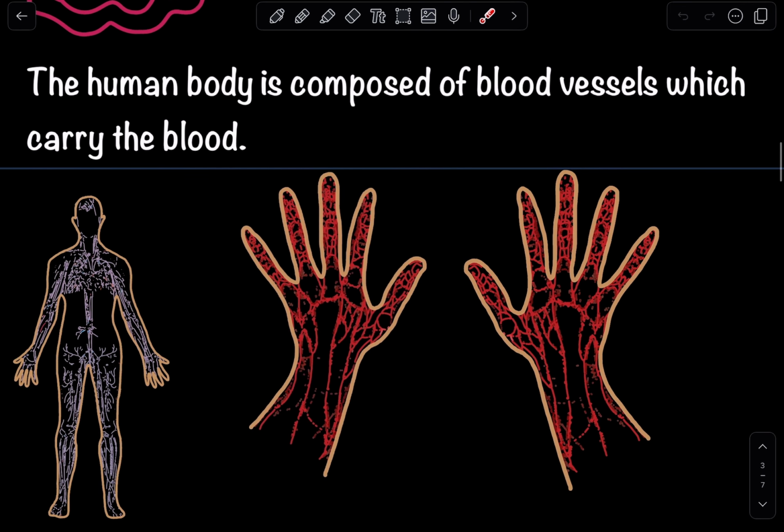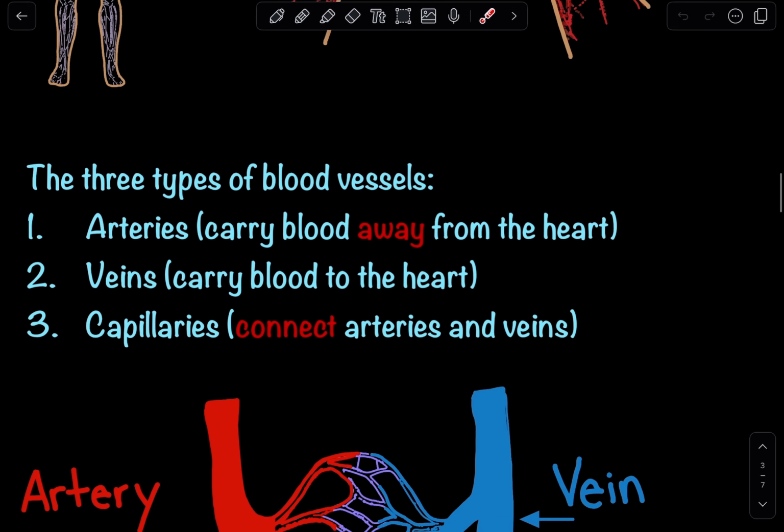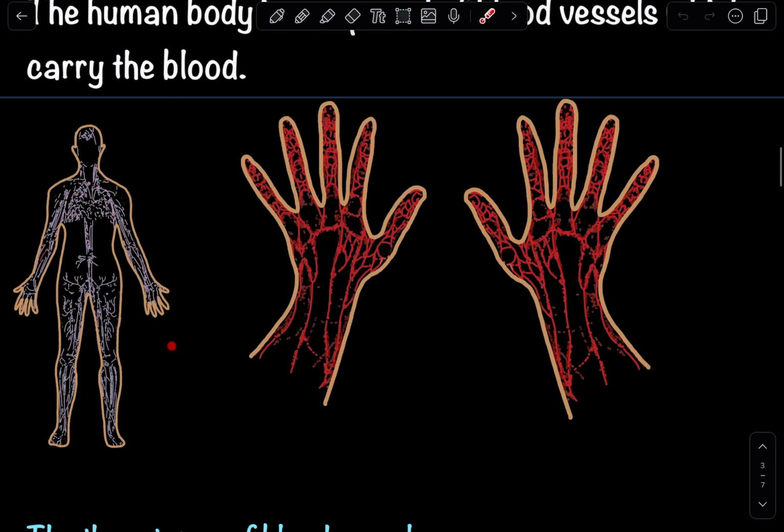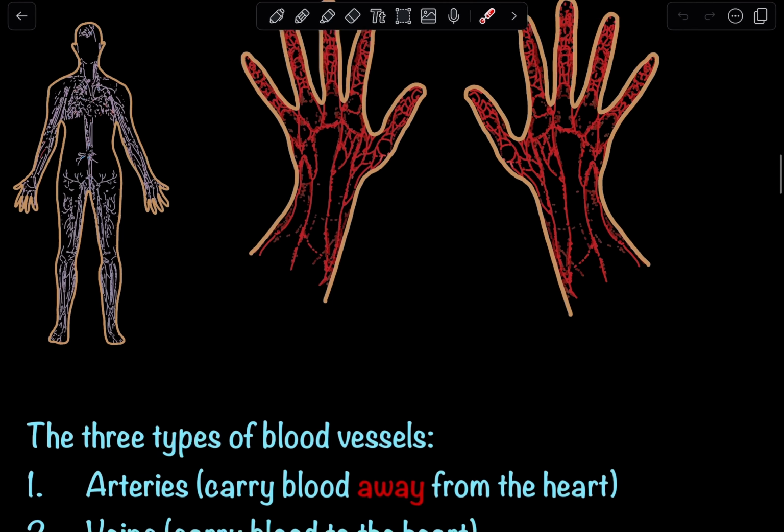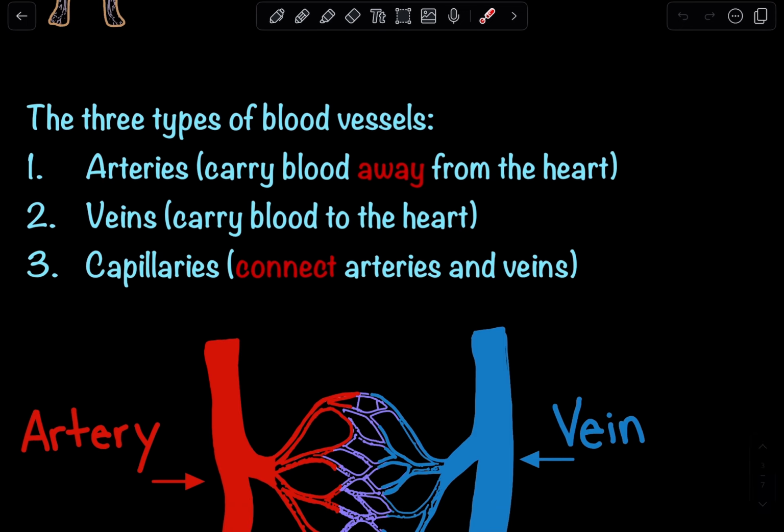Now, another thing we should make note of is that the human body is composed of blood vessels which carry the blood. Our organs and our structures in the body are not simply floating in blood. Blood is confined within these vessels. Now, these vessels, we have three different types. We have arteries, veins, and capillaries, and our body is filled with these vessels. Here we have a depiction in our hand. We have many different vessels, and then overall in the human body, we have lots of vessels. But each of these three vessels have a slightly different function.